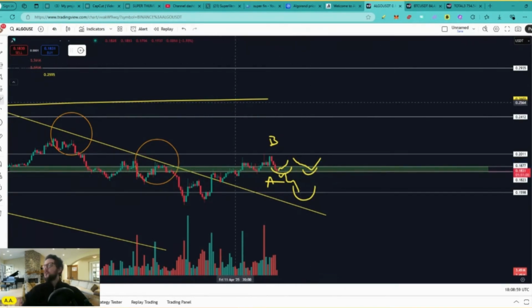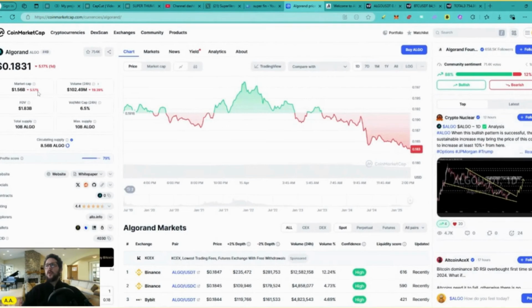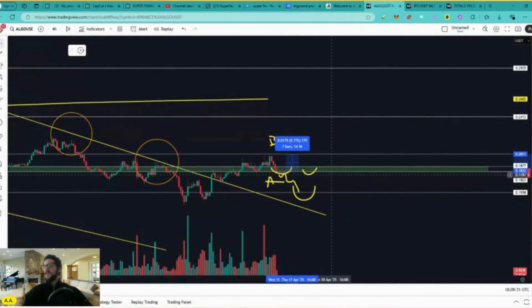So if we see a bounce here and the bullish momentum continues, I have a few targets here for you guys. The next target is located at 0.2011. From the current price levels to this first target, that's a 9% move, almost a 10% move. That's a huge move for Algorand, guys. With a 1.56 billion market capitalization, Algorand needs some kind of liquidity in order to move. It's not going to move easily. Therefore, a 10% move out of Algorand is huge.